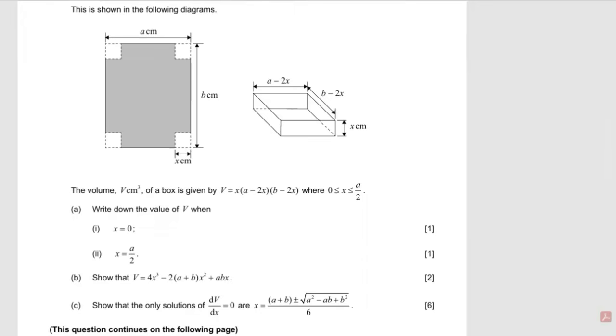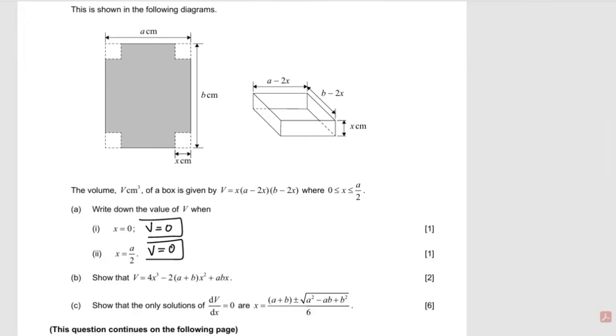Part A. Write down the value of V when X is 0. So this will make the volume 0. And for X equals A over 2, if you sub in, it's a 1 mark question: A minus 2 times A over 2 is A minus A. So this will end up as 0 as well.